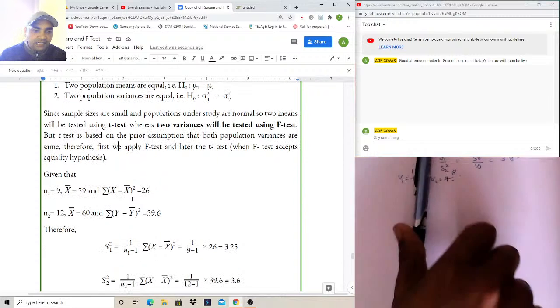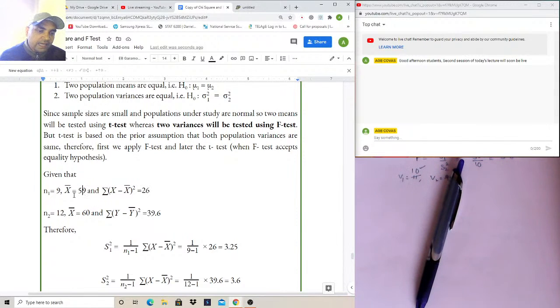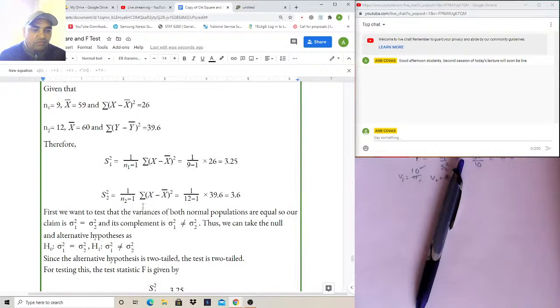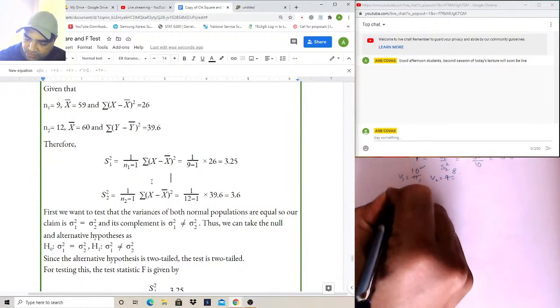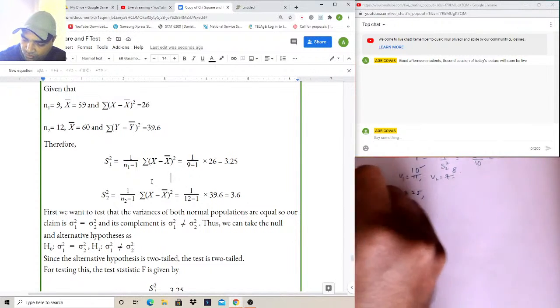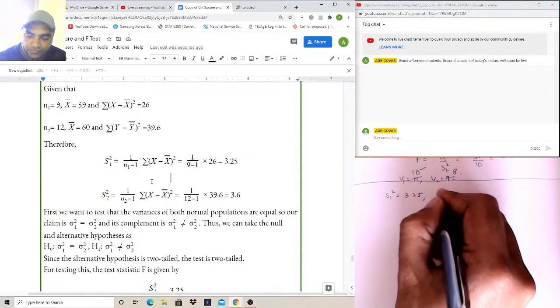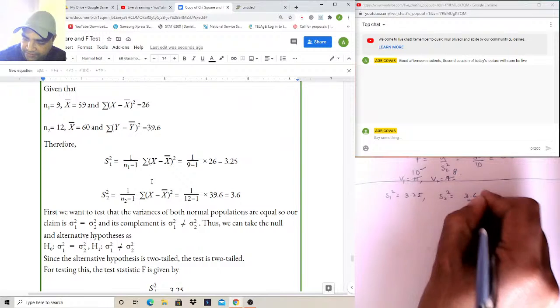So, what has been given here? Here it is given that n1 is 9, x bar is 59 and this is 26, and n2 is 12, this is 60 and y minus y bar whole square is 39.6. So we will calculate S1 and S2 according to the formula. Once S1 and S2 have been calculated, S1 square came out to be 3.25 and S2 square came out to be 3.6.